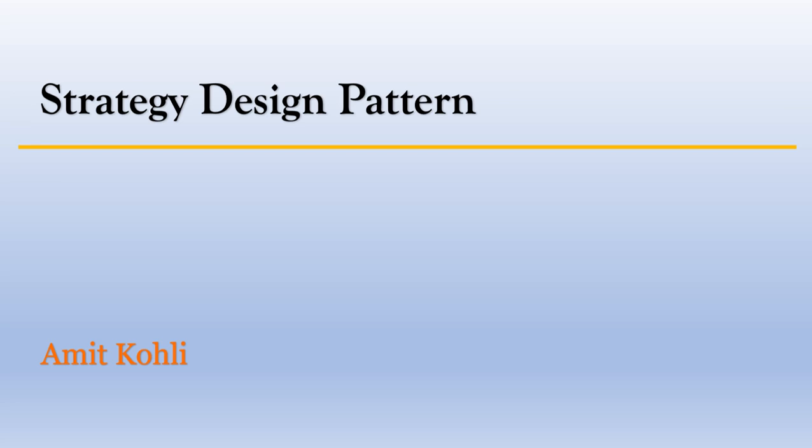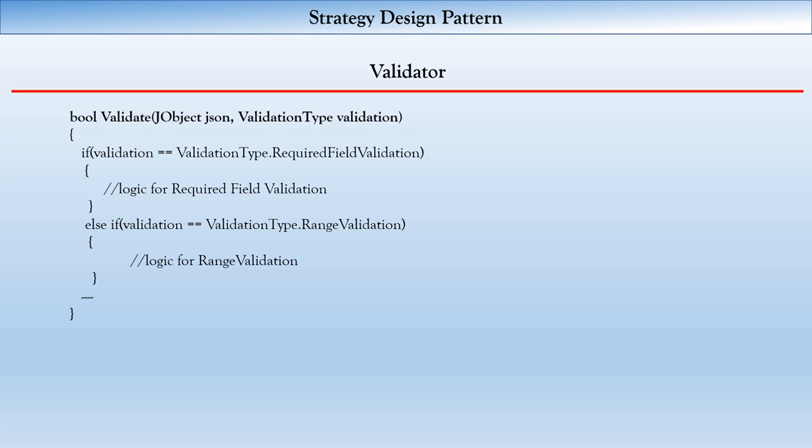Say, I am creating a product library which is responsible for validations. So, I have started writing my class something like this. This code does what it intends to, and there is nothing wrong with it. But there are problems with this code.